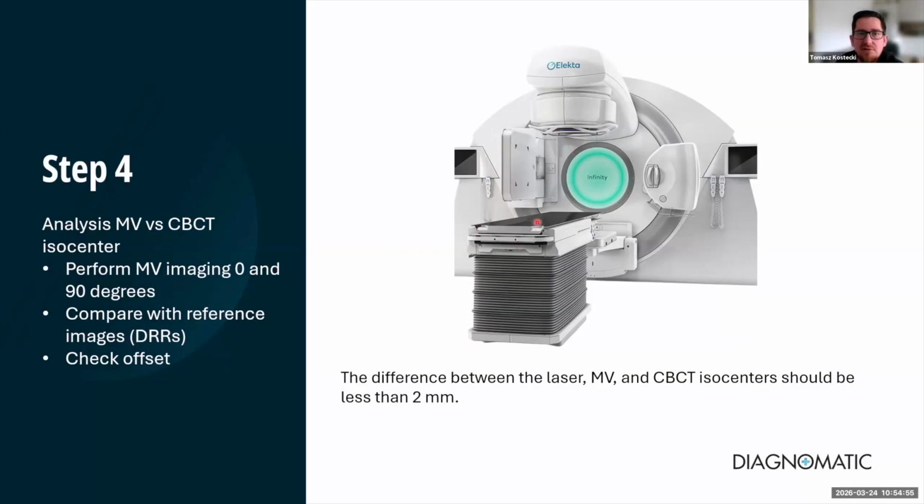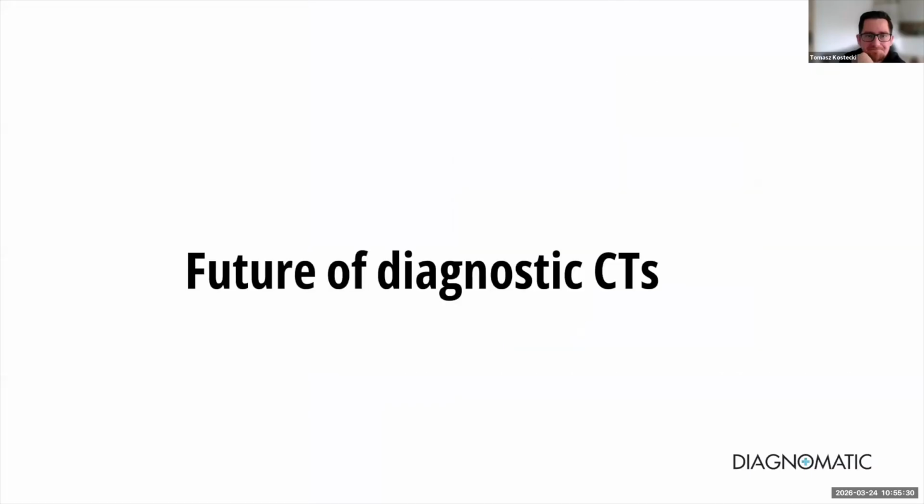After that, you take an image using the EPID panel and the megavolt source. You take two pictures from 0 and 90 degrees, and then you also fuse the images from the treatment planning and the images you got today. They shouldn't vary more than 2 millimeters.